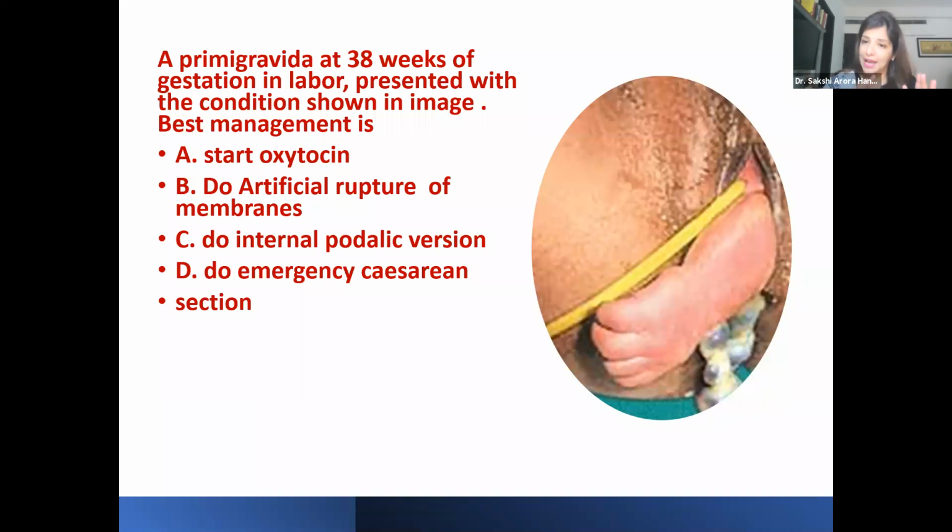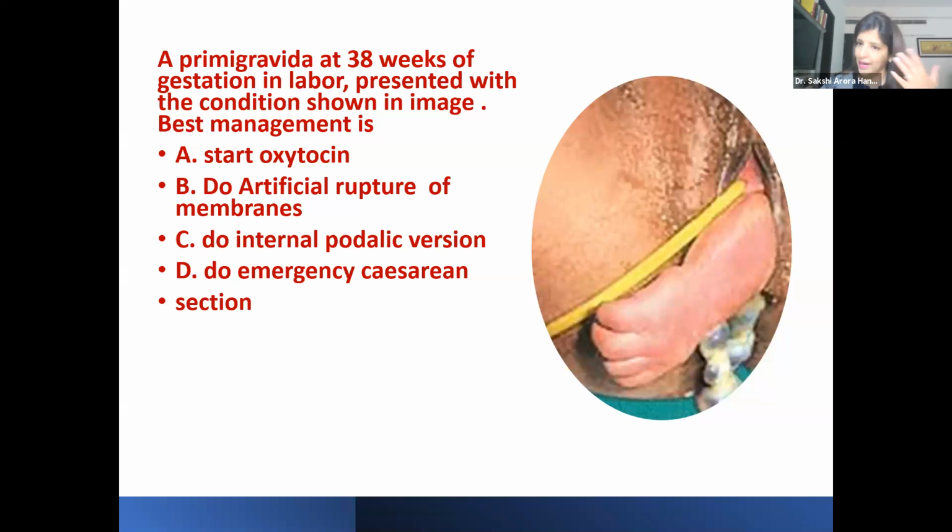Caput will be present at the time of birth, and gradually within a few hours, it will disappear. Cephalhematoma will come after few hours of birth. So after 4 to 6 hours of birth, the cephalhematoma will appear, and it will continue to increase in size for 2 to 3 days after birth, and then it is going to disappear, right?